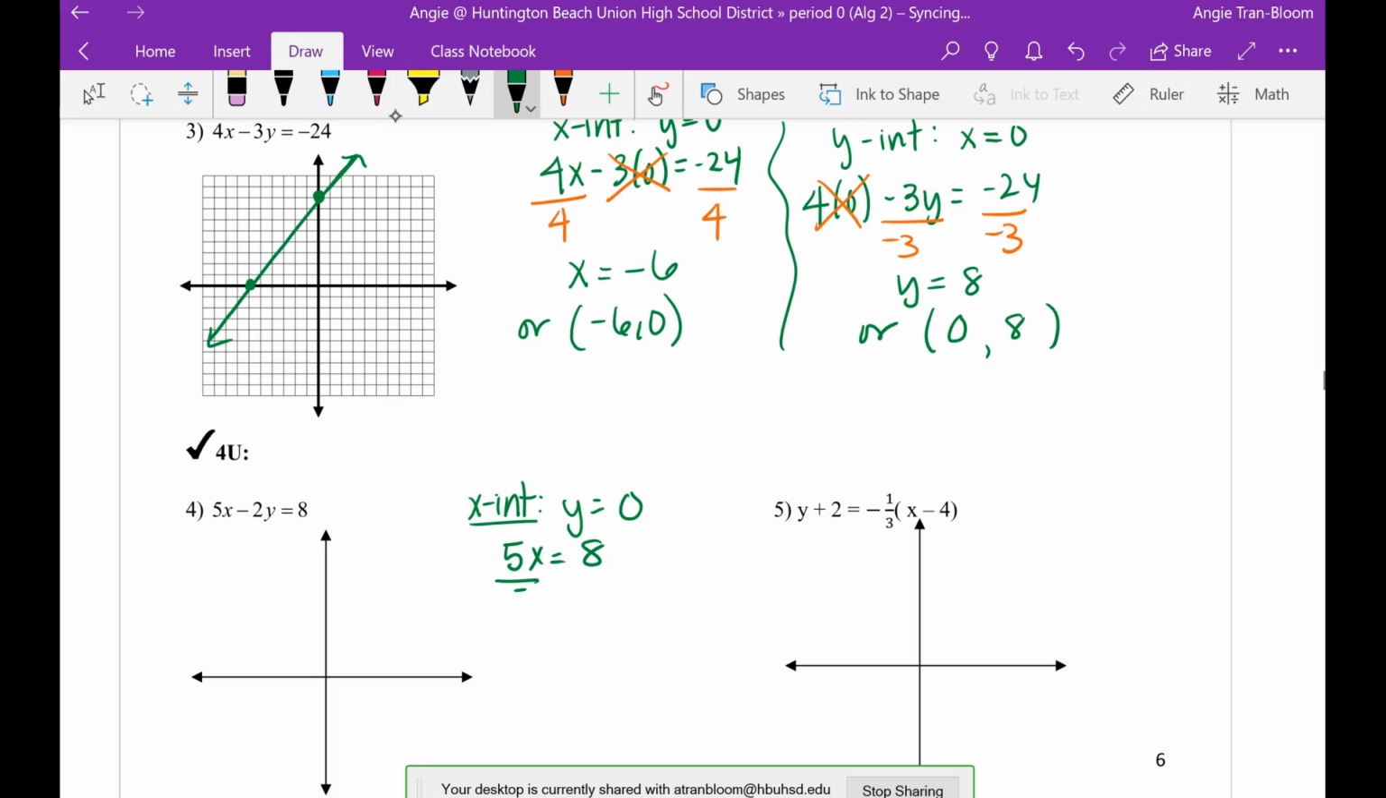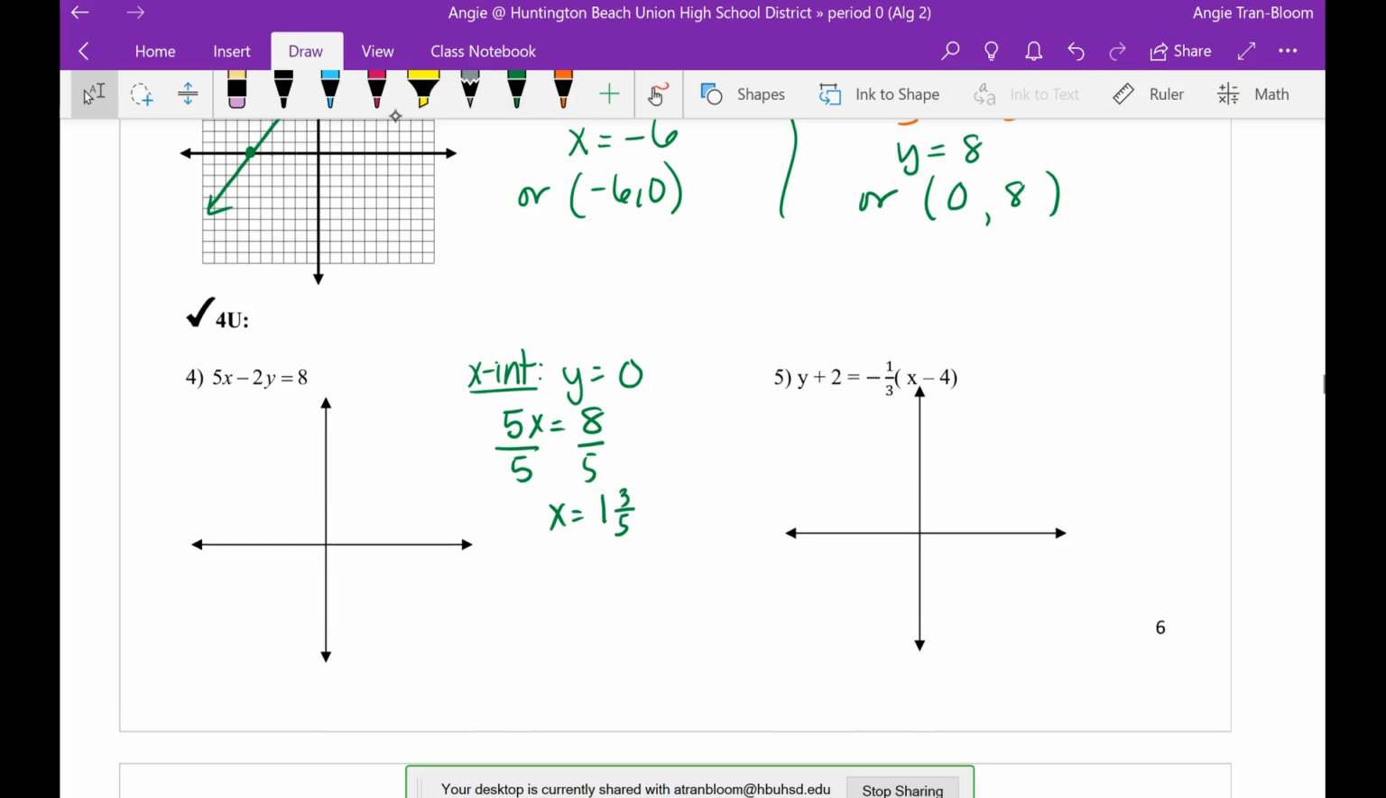So divide both sides by 5. So x is exactly 1 and 3 over 5. True or false? True. So Joseph said, well, I don't have any tick marks. I'm going to go and make tick marks. 1, 2, 3, 4. All right. So I'm going to plot a dot in between positive 1 and positive 2. There's nothing wrong with estimation, not at all.